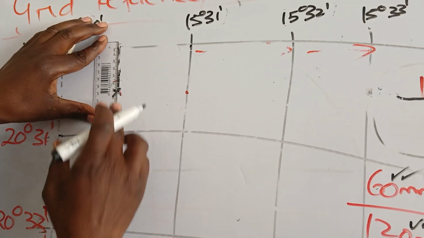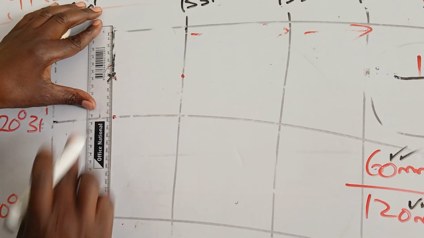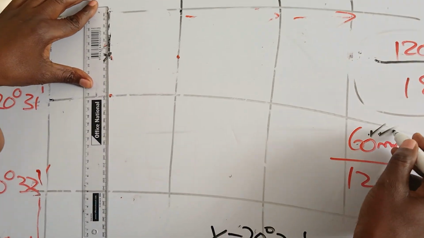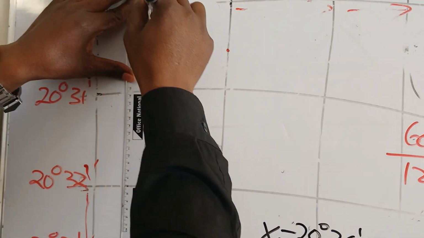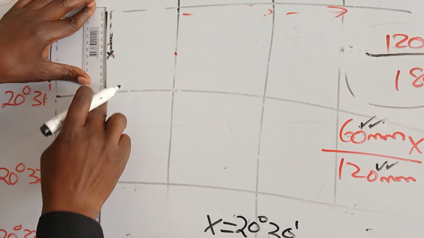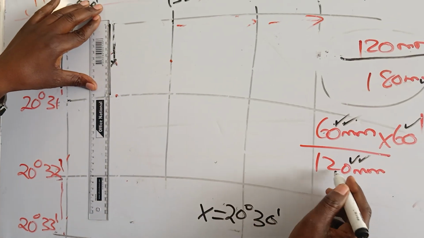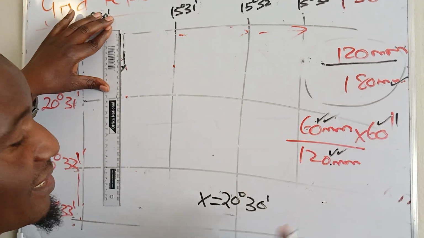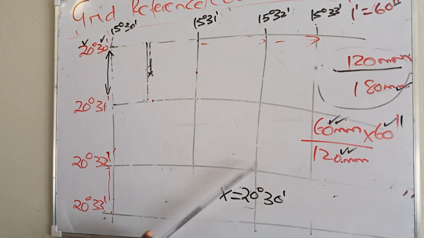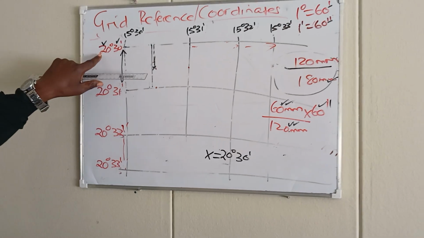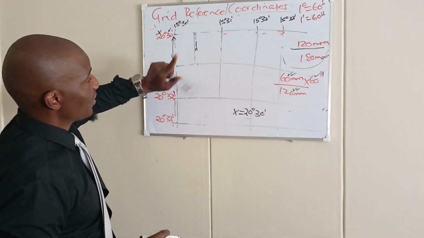From here up to there, I've got somewhere at 60 millimeters. So I'm going to use the same thing: 60 millimeters over the length of the whole grid, from there up to there towards the south. It's 120 millimeters. Then I'll multiply it by 60 seconds because I want to know the location in terms of seconds. I already have the degrees and the minutes. I want to find the seconds.